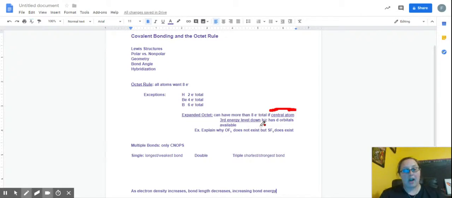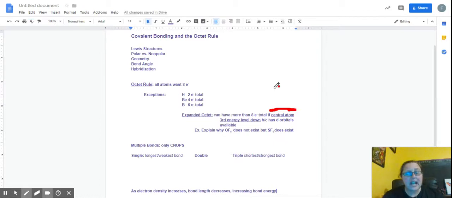Now, the reason why, our justification, is because it has d orbitals available. You remember where we had the d block, right? Where did that d block start? It started in the 3rd energy level. So basically, this is saying, hey, there's some space, there's some room, we can add some more. Let's just add more electrons to it if we need to. There's space available for that to happen.